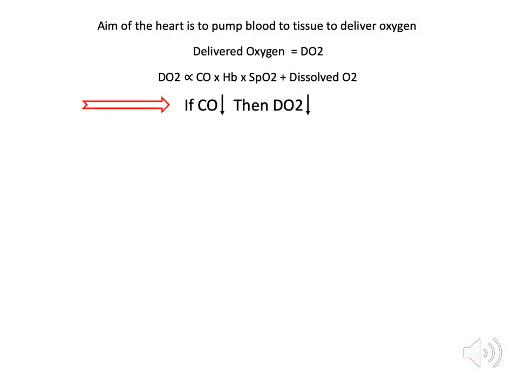So the aim of the heart is to pump blood to the tissue to deliver oxygen to peripheral tissues. Delivered oxygen in the blood, or DO2, is proportional to a patient's cardiac output, their hemoglobin concentration, the oxygen saturations, and then there's a very small element of dissolved oxygen within the blood, which we can essentially ignore at normal pressures. So basically, if a patient's cardiac output drops, then delivered oxygen to the tissue drops as well, with the obvious after effects.